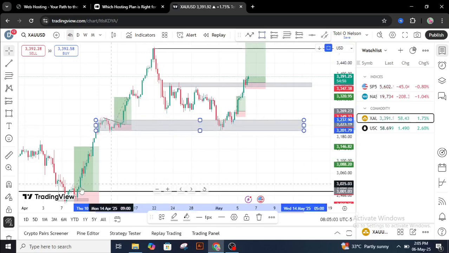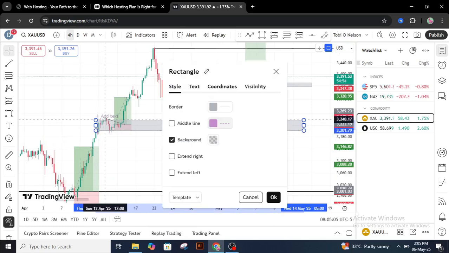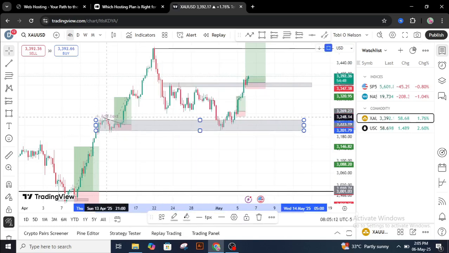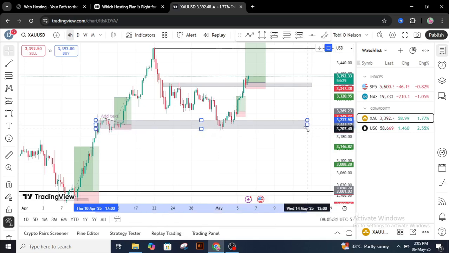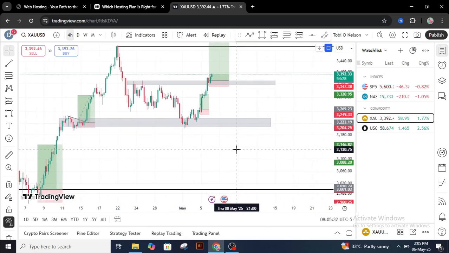Okay, so this place was used as a resistance. It touched it as a resistance, then used it as support. Touched it as resistance here, touched it as resistance here, used it as support here, used it as support here, came back to test it and used it as support here again. Now the market came back again to use it as support. So here is where you want to be considering buying.